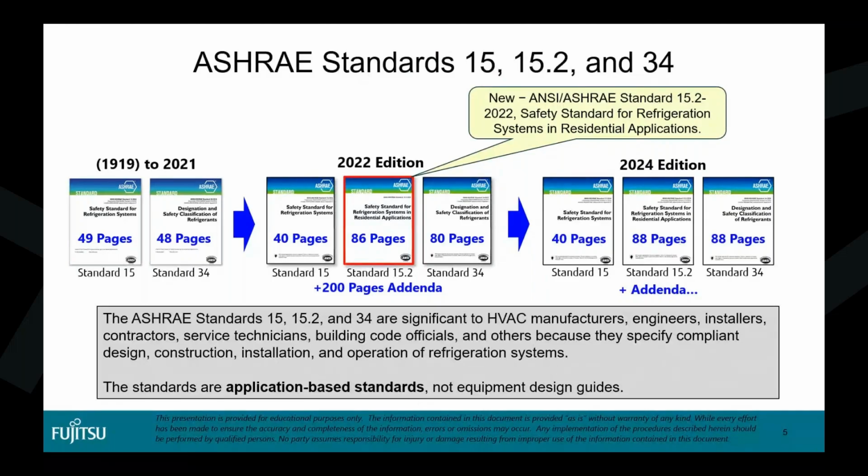And addenda are important because if you read one of these standards, great. But if you haven't checked the latest addenda, you might not have the correct information. One sentence in one of these addenda can change a lot in the standard. Addenda are issued for corrections, clarifications, or changes by ASHRAE on an as-needed basis. We need to remember that these standards are application-based standards. They're not really equipment design guides. Obviously, when we design Fujitsu equipment, we follow the standards, but at the end of the day, it is how you apply these products in the field that is controlled by these standards.